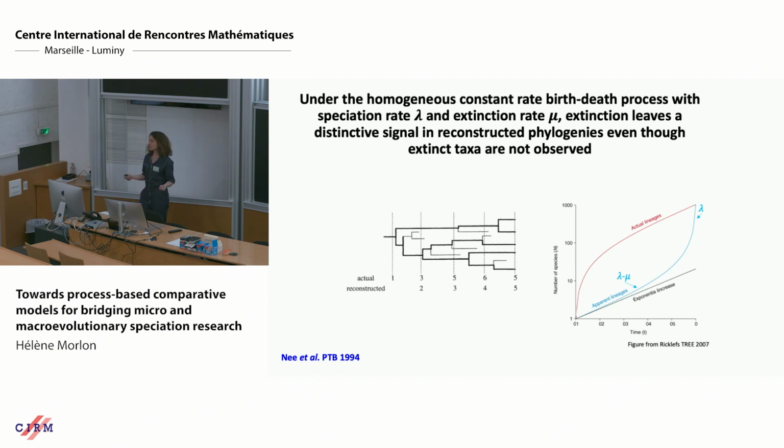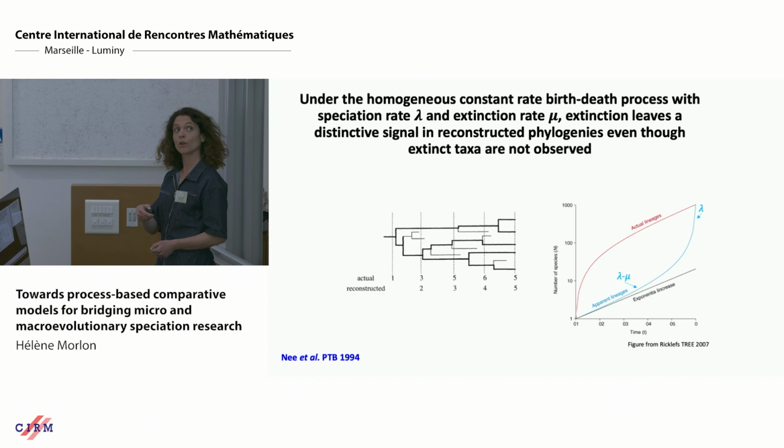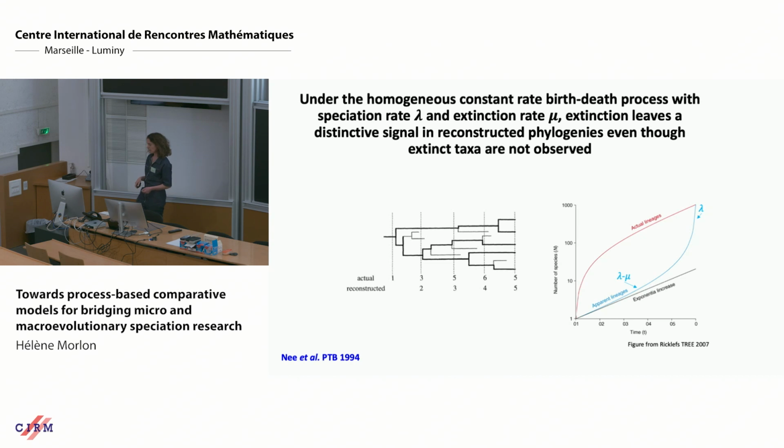So under this simple homogeneous constant rate birth-death model, we can see from this simple plot of the lineage-through-time curve that we can estimate the speciation rate from the slope here, and the net diversification rate from the slope here. Therefore, we would have an estimation of the speciation and the extinction rates.